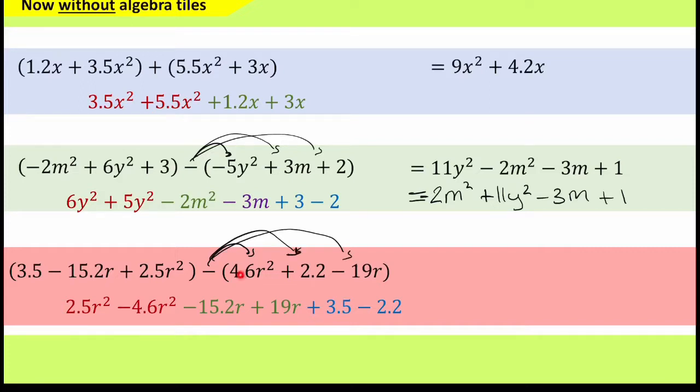My 4.6r squared is now a negative 4.6r squared. My 2.2 is now a negative 2.2, and my negative 19r is now a positive 19r. Add together your like terms, and we get this nice polynomial expression here.